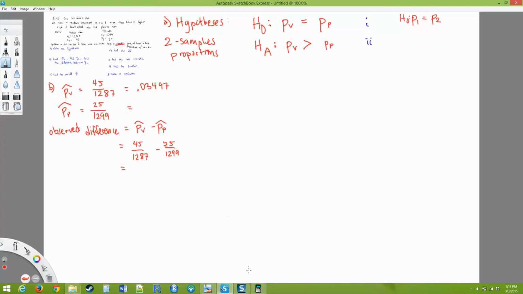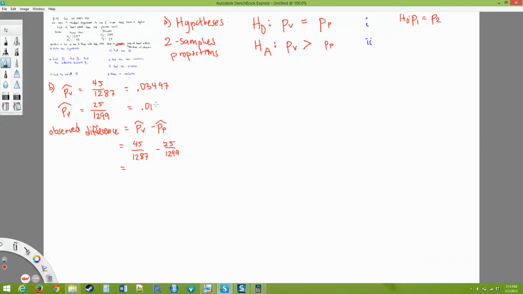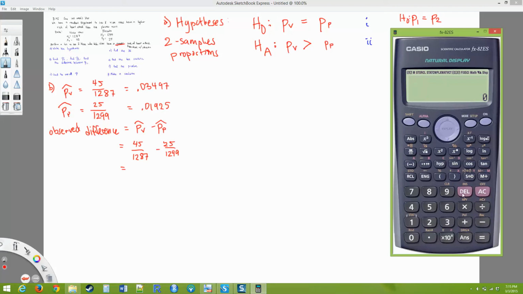And over here, I have 25 over 1299. Okay, 0.01925. And so a lot of you guys ask, how many decimals do I need to keep? When I do my calculator work, I leave everything in kind of fractional form. So I do 45 divided by 1287 minus 25 divided by 1299, and then I get 0.01572.